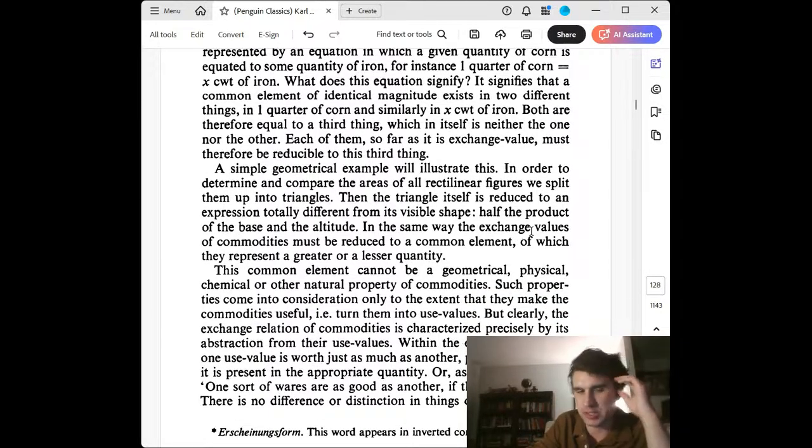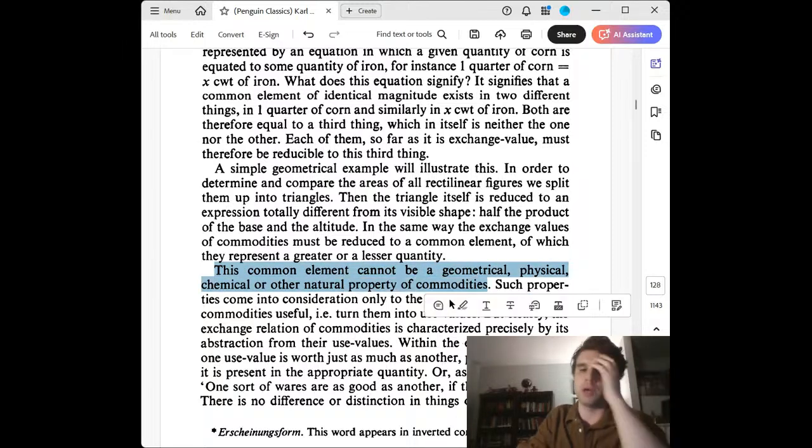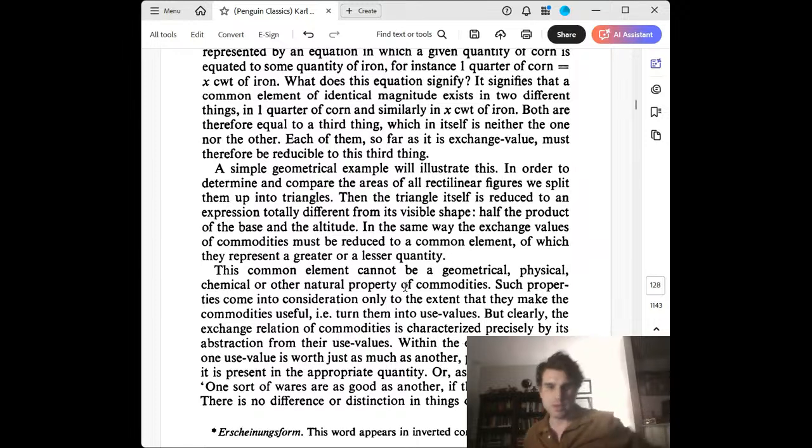So in the same way, the exchange values of commodities must be reduced to a common element, which they represent a greater or lesser quantity. This common element cannot be geometrical, physical, chemical, or any other natural property of commodities. So the element that makes these things equal is not a material property. It's not a physical property that can be located scientifically in the commodities.